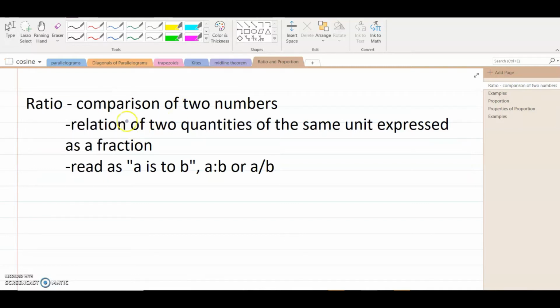So let us discuss and recall what a ratio is. A ratio is a comparison of two numbers. It can also be a relation of two quantities of the same unit expressed as a fraction. It is read as A is to B, or A colon B, or A slash B. That is ratio.